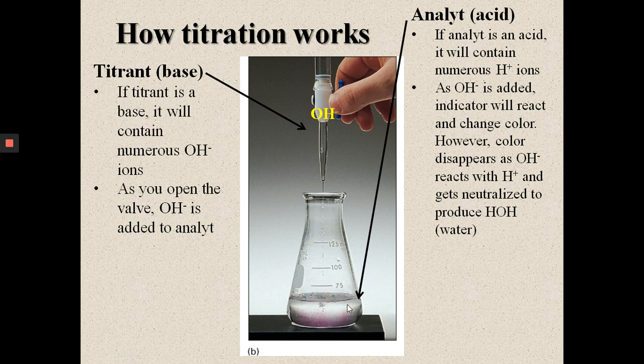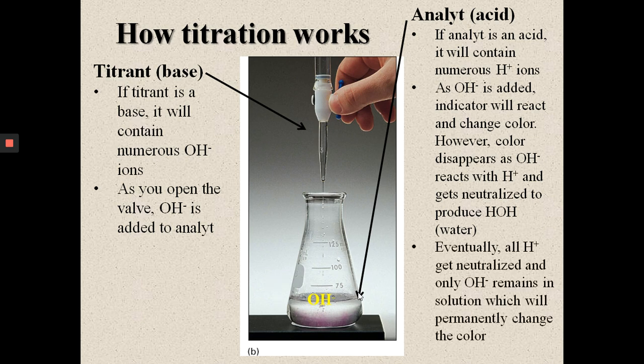Eventually, when there's no more hydrogen, and you add more base, this hydroxide is going to make the entire solution basic. That's when the color is going to permanently change, because the entire solution is basic, and this hydroxide is not going to get neutralized because you ran out of hydrogen. Then, using the volume of base you have added, you can calculate the concentration of the acidic solution that was initially there.